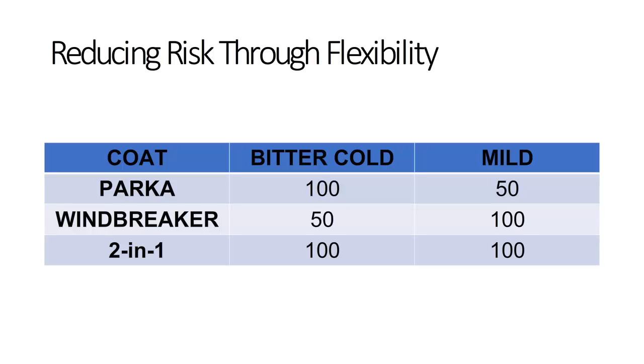The 2-in-1 coat has 2 layers. Together they provide the warmth of the parka. Unzipped, they provide the protection of a windbreaker. If the 3 coats cost the same, the 2-in-1 is best because it offers more options and its utility reflects that at 100 compared to 75 for the other coats. A camper might well be willing to pay more for the options the 2-in-1 coat offers. Options reduce the risk of an uncertain future.